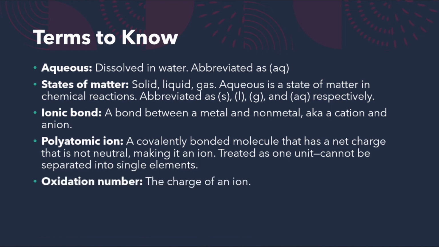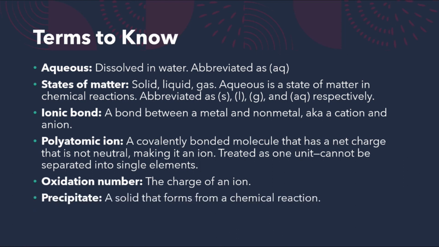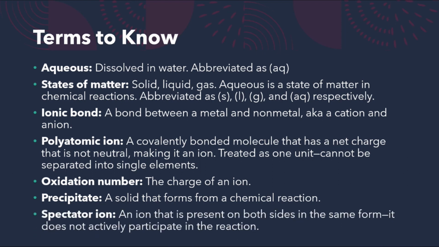The oxidation number is the charge of an ion. And the precipitate is a solid which forms from a chemical reaction. So this would not be soluble in a solvent, like water, for example. And finally, a spectator ion is an ion that's present on both sides in the same form, which means it doesn't actively participate in the reaction.